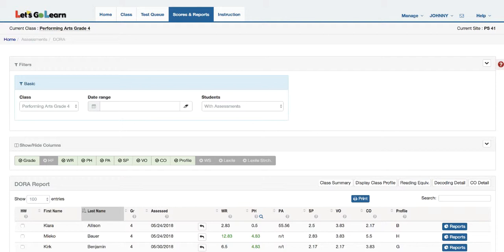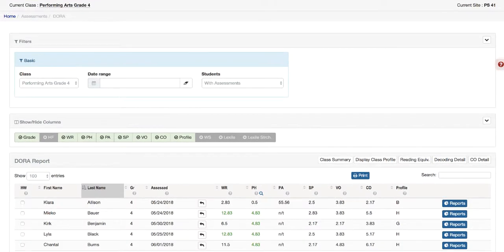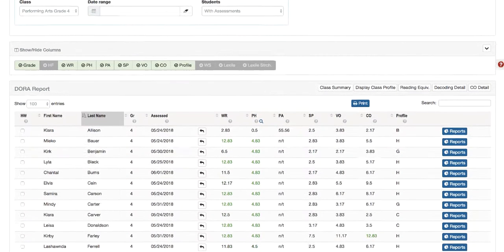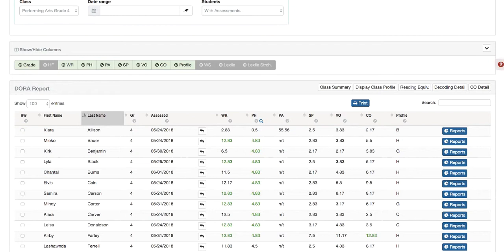Hello, I'm going to give you a few tips on interpreting the comprehension scores for a student in DORA. So initially I've logged in, I'm on the DORA tab, and we are taking a look at my class, and I see a bunch of different scores. The scores sometimes vary quite a bit.